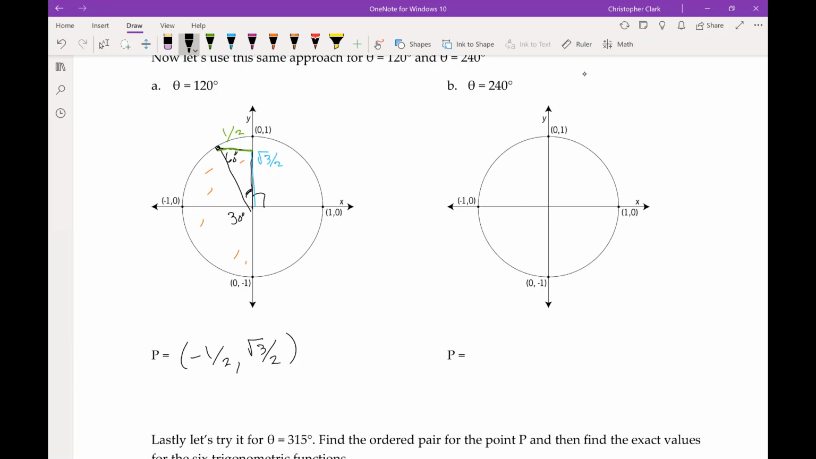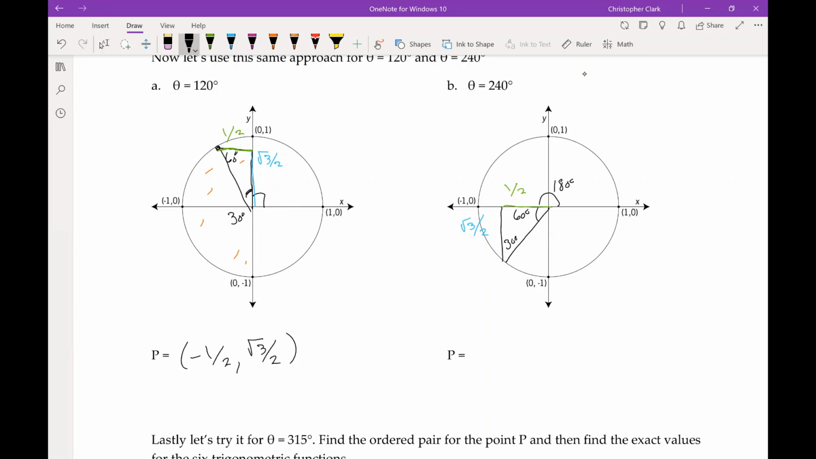Let's try this with 240. So if we go all the way, this right here is 180 degrees, and then to get to 240, we need to go another 60. So we'll call this angle 60. That means that this one is 30. So we remember that the side across from the 30-degree angle is 1/2, and the side across from the 60 is root 3 over 2.